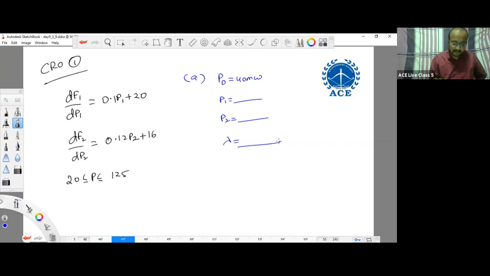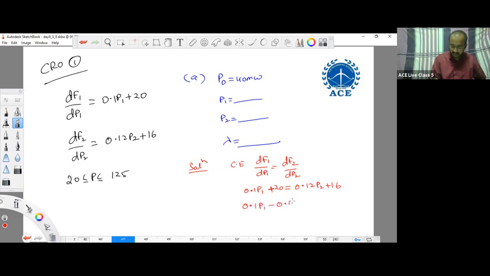So try to solve this. How do you find the solution for this? What is the coordination equation? dF1 by dP1 must be equal to dF2 by dP2. So from this, 0.1 P1 plus 20 is equal to 0.12 P2 plus 16. Yes or no? So 0.1 P1 minus 0.12 P2 is equal to minus 4. You got one equation from the coordination equation.